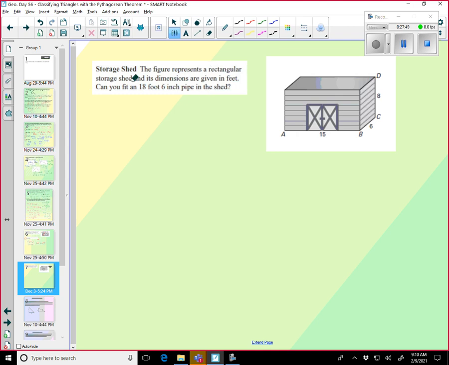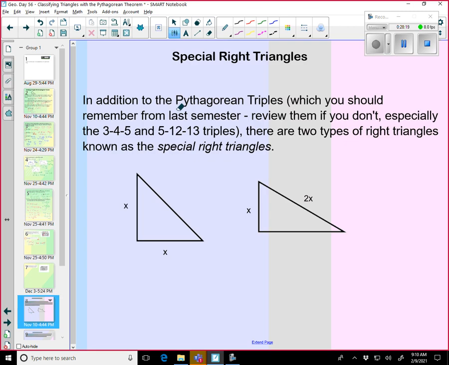The figure represents a rectangular storage shed and its dimensions are given in feet. Can you fit an 18-foot 6-inch pipe in the shed? Okay, I want you to work this for later asynchronously because of time constraint. What I'll do is I'll go to the next topic. I'll cover a little bit, 3 slides. Then towards the end, I'll get to this particular problem. Okay, this problem we can start as the asynchronous one. So let's see the next one.